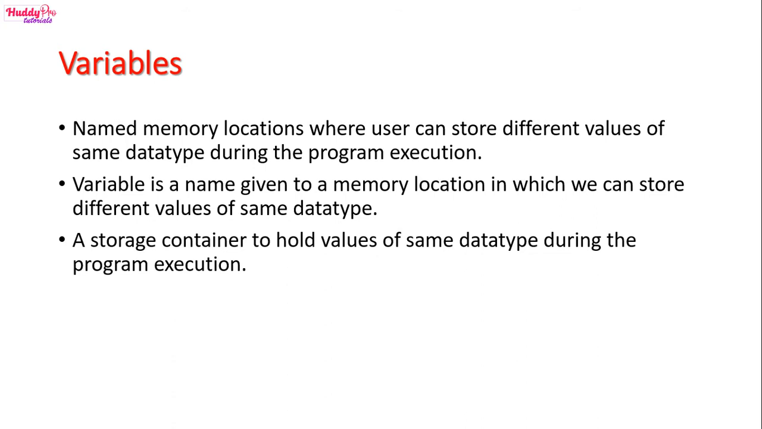Variables in C programming language are the named memory locations where the user can store different values of the same data type during the program execution. That means that the variable is a name given to a memory location in which we can store different values of the same data type. In other words, a variable can be defined as a storage container to hold values of the same data type during the program execution.